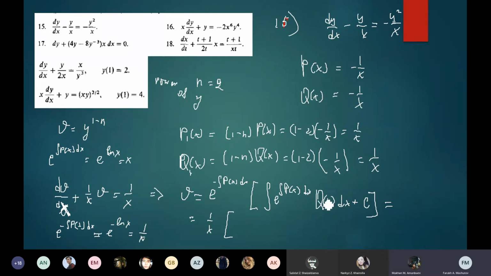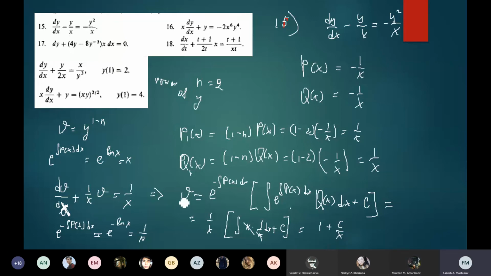And what is Q(x)? Q(x) is equal to 1 over x. So I wrote the integral of x multiplied by 1 over x, plus c, dx. This cancels and I have just 1. The integral is x plus c, and x cancels. I have just 1 plus c over x. Is it clear? Okay, yes.